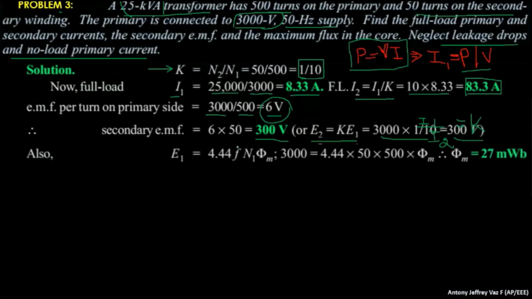Now you use the EMF equation: E1 is equal to 4.44 F N1 phi m. The voltage on the primary side is given as 3000 volt, so you put 3000 volt here, which is equivalent to 4.44 times the frequency, 50 hertz, times the number of turns in the primary, 500. Phi m is not known, so just cross multiply the equation and find phi m, the flux produced in the core, which is 27 milliwebers.